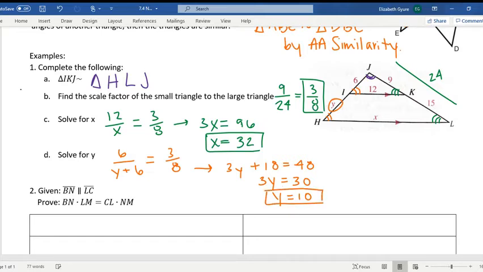And remember, if you're unsure, you can always plug that back in to double check, right? If you plug 10 in here, that would be 16. And just a quick double check, you could do 6 to 16 equals 3 to 8. First of all, 6 to 16 would reduce down to 3 to 8, or you can apply your means extremes theorem, cross multiply again, and you would get 48 equals 48, which is just a quick little way to verify that you have a true proportion there.